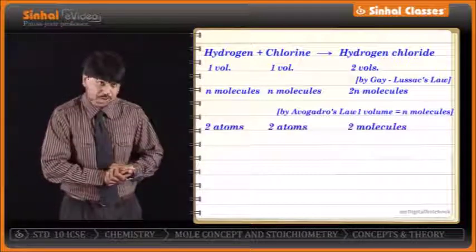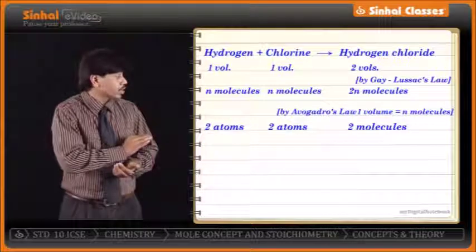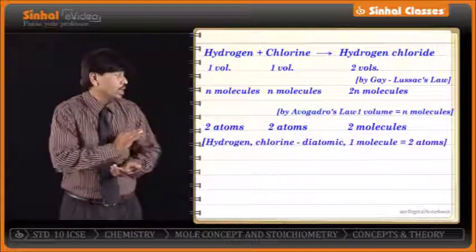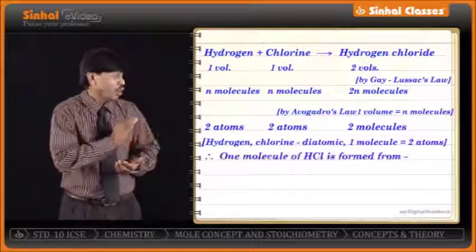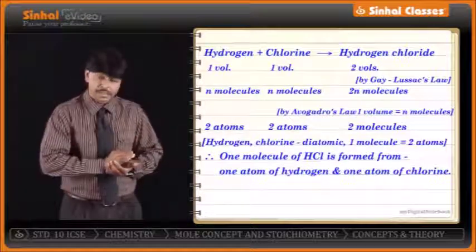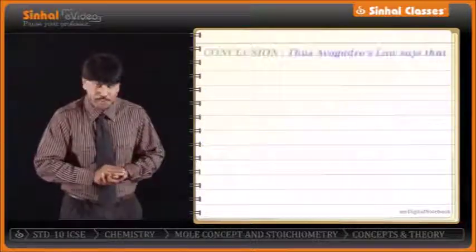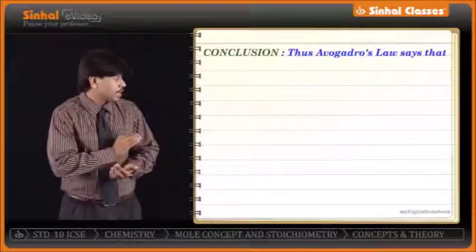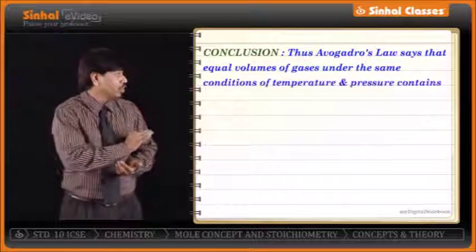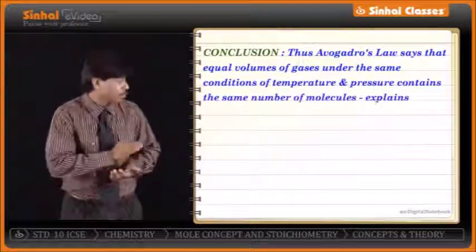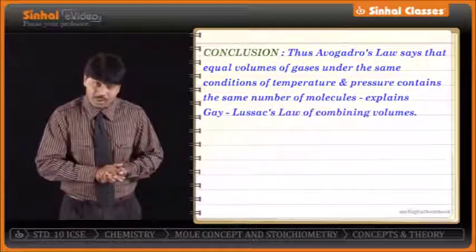Now if I take two atoms of hydrogen with two atoms of chlorine, it will give me two molecules of hydrogen chloride, as hydrogen and chlorine are both diatomic and one molecule is equal to two atoms. Therefore, one molecule of hydrogen chloride is formed from one atom of hydrogen and one atom of chlorine. Conclusion: thus Avogadro's law says that equal volumes of gases under the same conditions of temperature and pressure contain the same number of molecules. This explains Gay-Lussac's law of combining volumes.